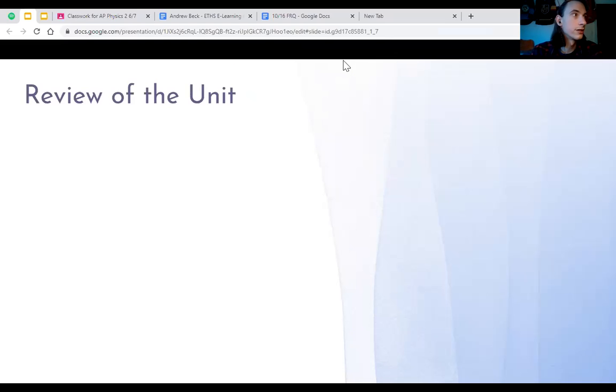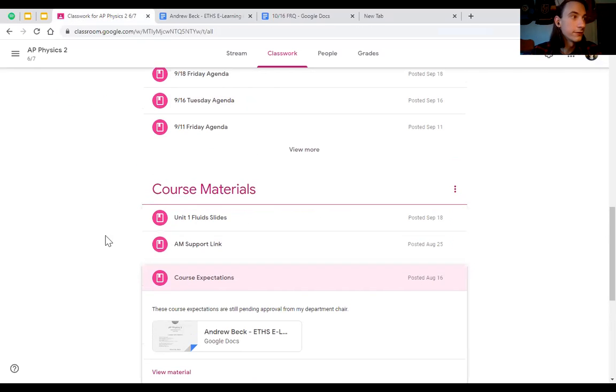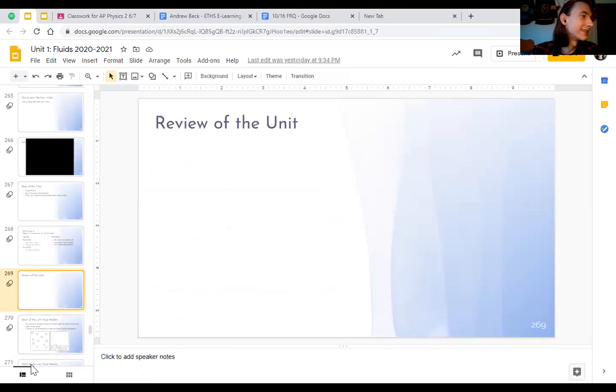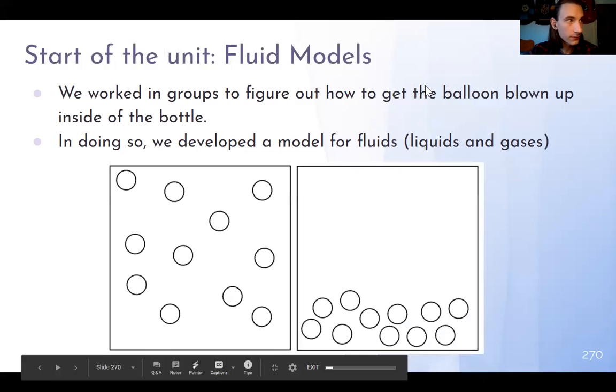You have these slides as part of the course material, I believe, right? So if you look at course material on Google Classroom, Unit 1 fluid slides, these are the slides we've been using. You got all like 400 of them in there. It's a lot. Yeah, it's actually like 300, but still. So if you want to go more in depth, you have these, but here's just kind of an overview of everything that we did.